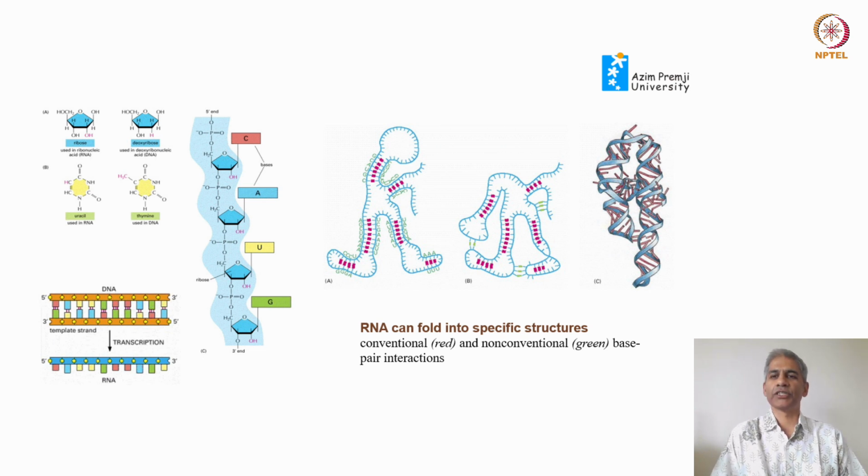And then the structure shown in C is a 3D rendition of a tRNA molecule. And again, here you can appreciate that RNA can also fold to form a helix structure over short stretches. The reason for this is the base pairing, which can be of a conventional type and a non-conventional type.